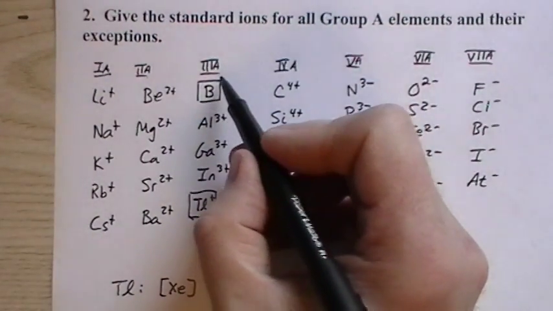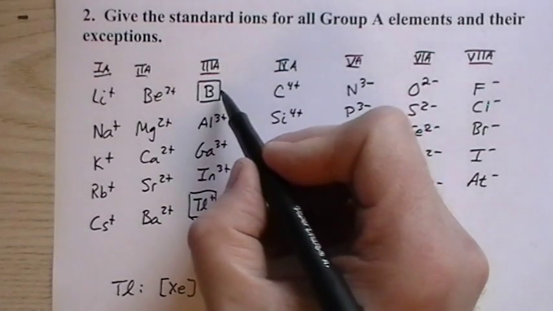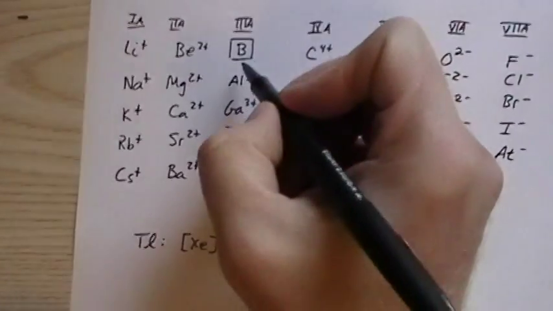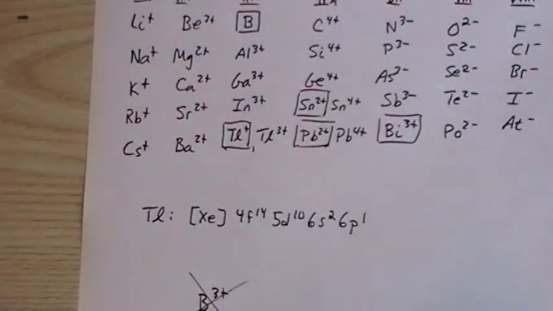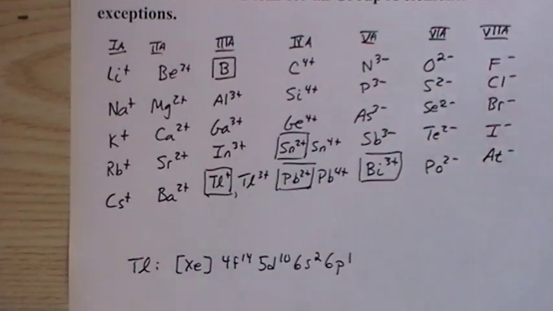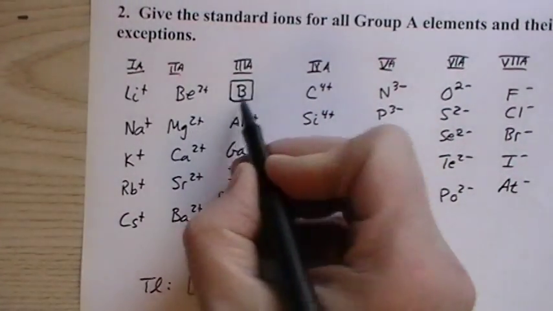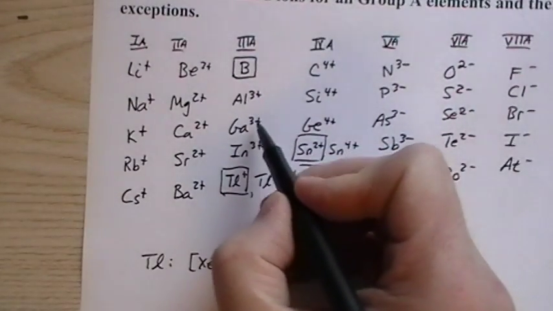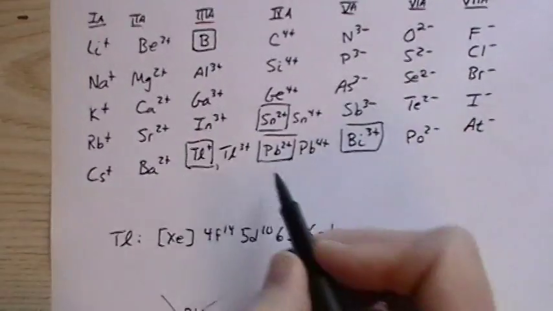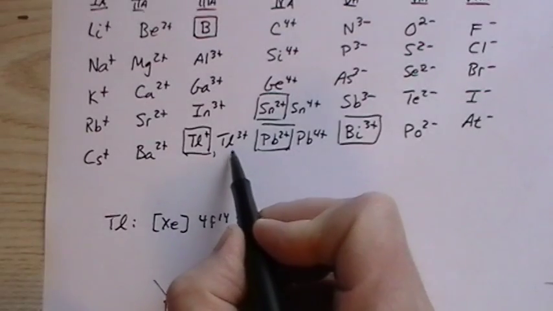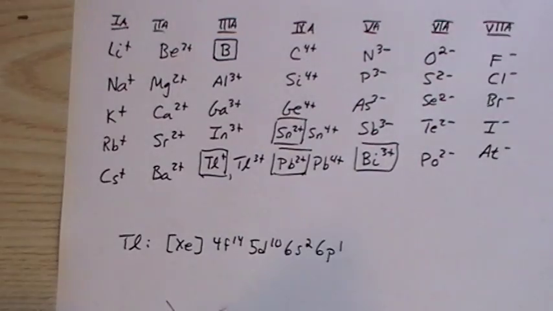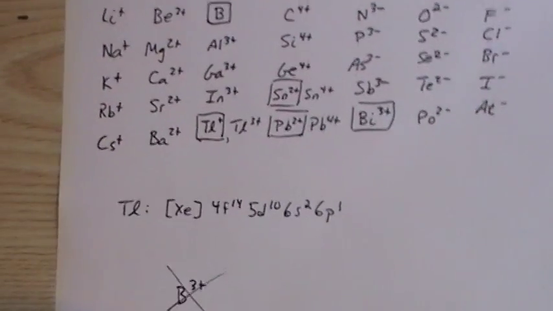Group 3A, most likely you were just taught that boron is +3 because it's group 3A, and that just makes things easy. But there is no boron +3. So if you write boron +3 from here on in, that's incorrect. That's why I've put a box around it, no charge. Aluminum is +3, gallium is +3, indium is +3, thallium is +3, but it also is +1. That's new. So I've put a box around each of the exceptions or the differences to what you've learned.